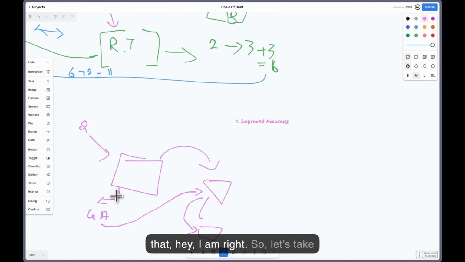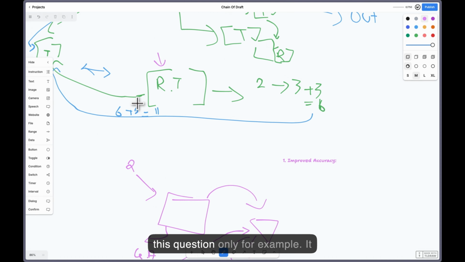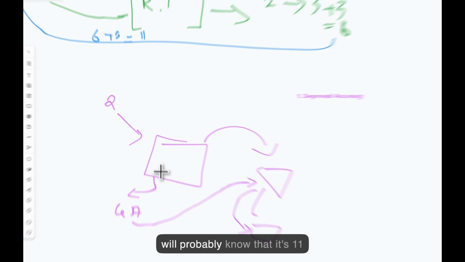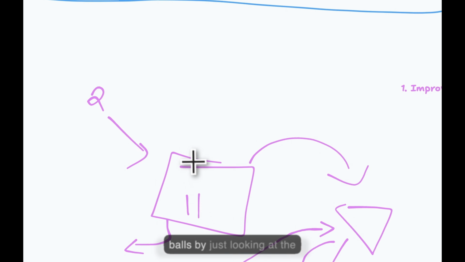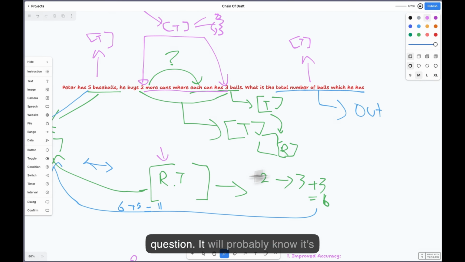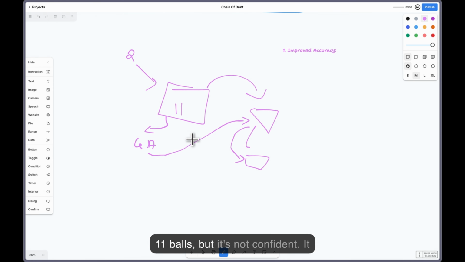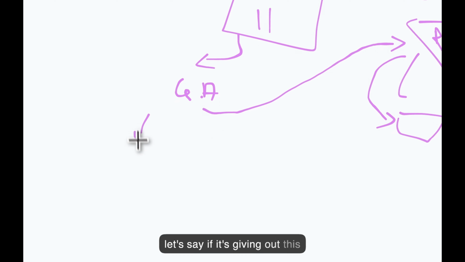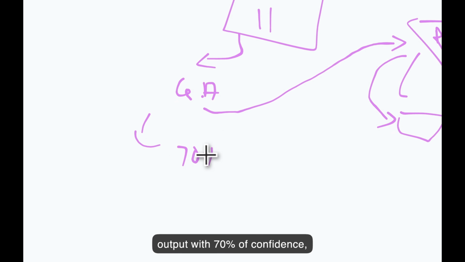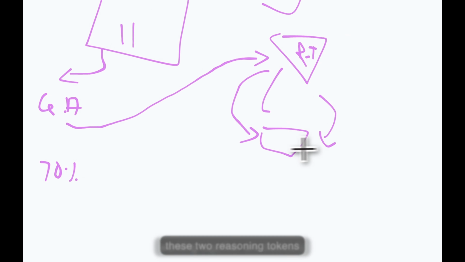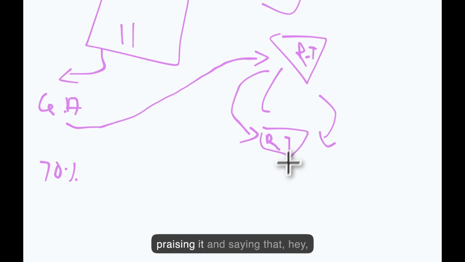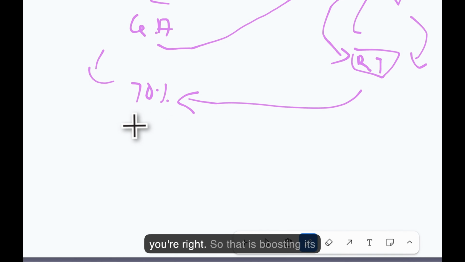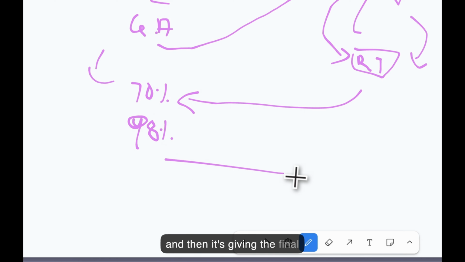I am right. So let's take this question only for example. It will probably know that it's 11 balls by just looking at the question. It will probably know it's 11 balls, but it's not confident. It wants to get more confidence by using these reasoning tokens. So let's say if it's giving out this output with 70% confidence, these two reasoning tokens working together are basically praising it and saying that, hey, you're right. So that is boosting its confidence to, let's say, 98%, and then it's giving the final output.